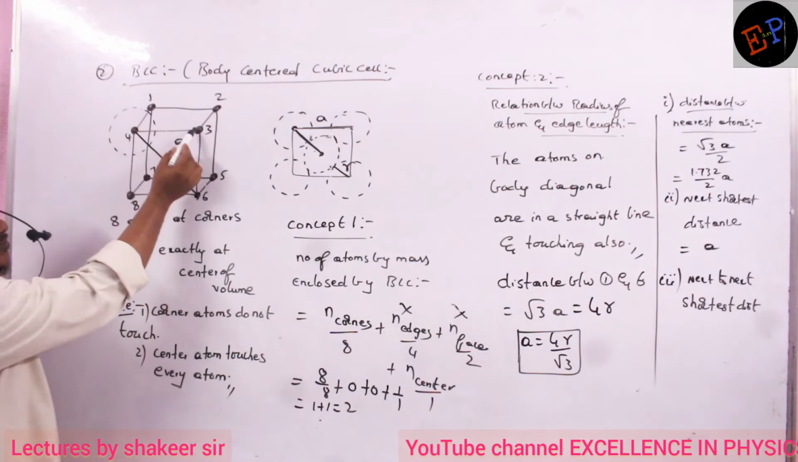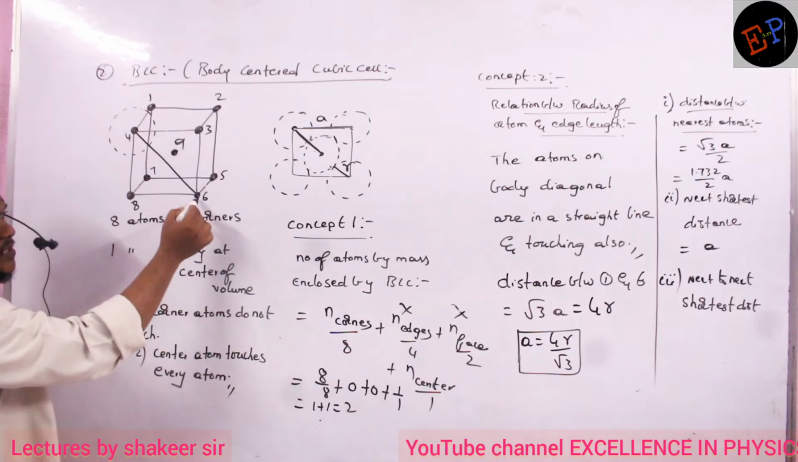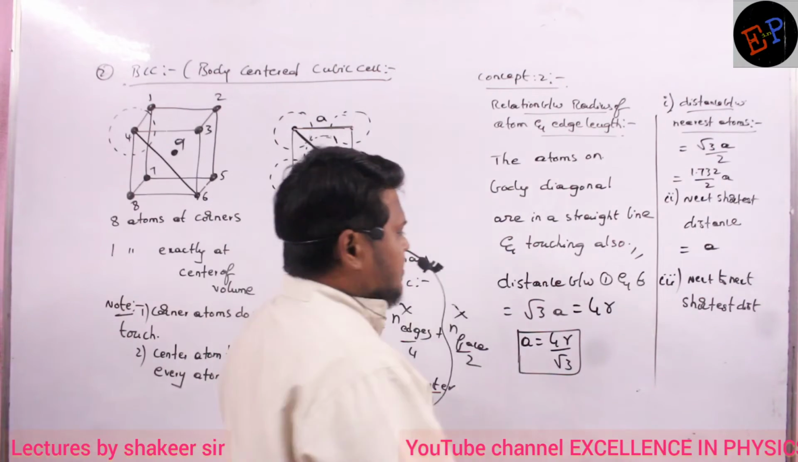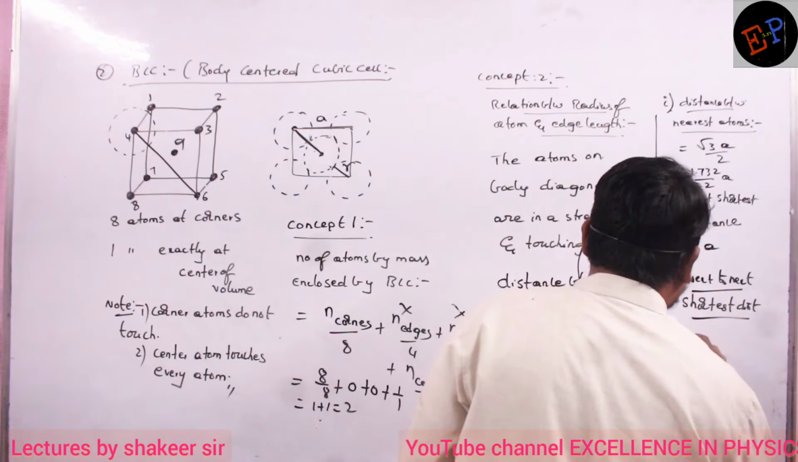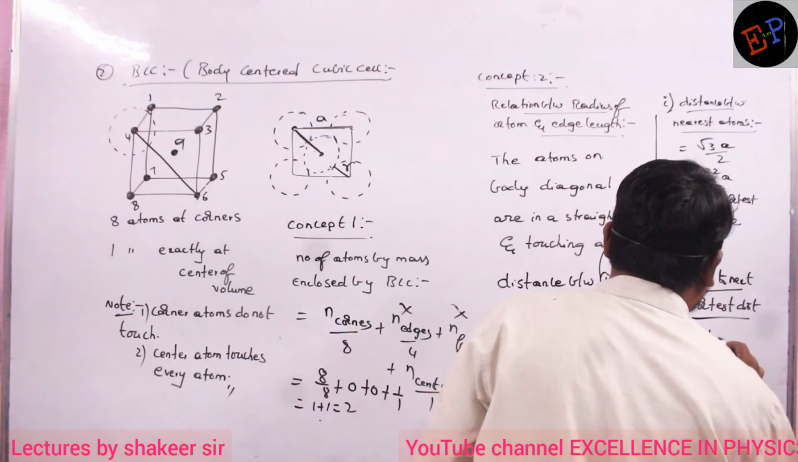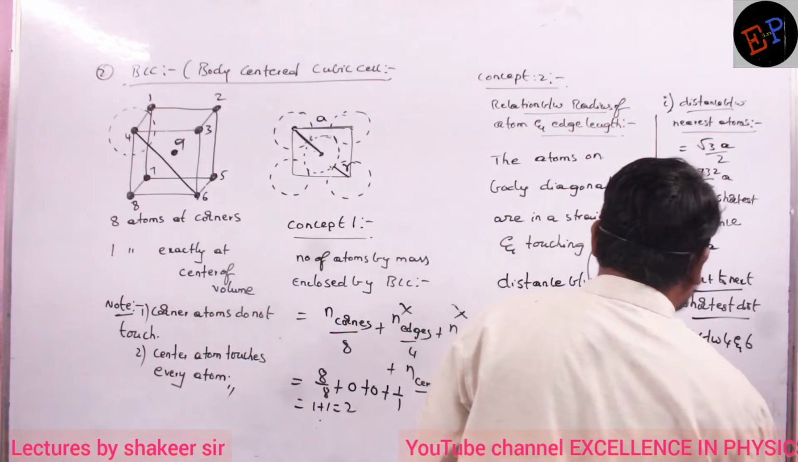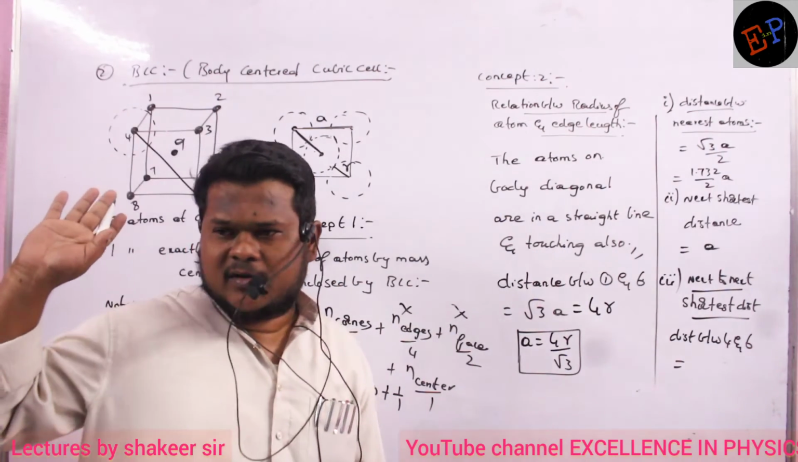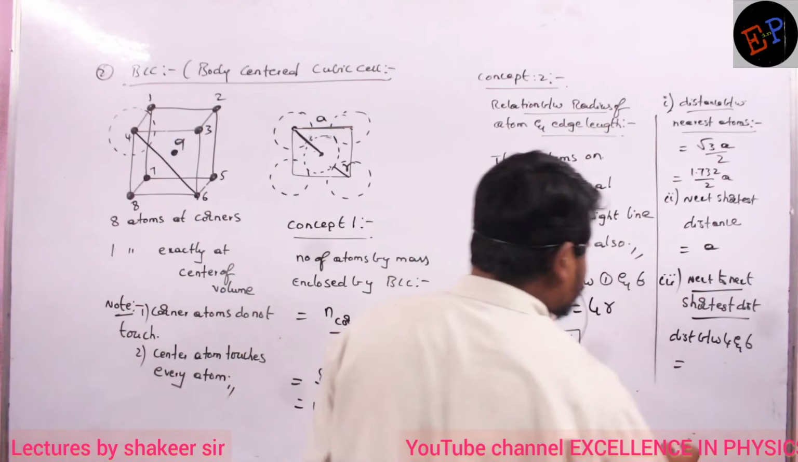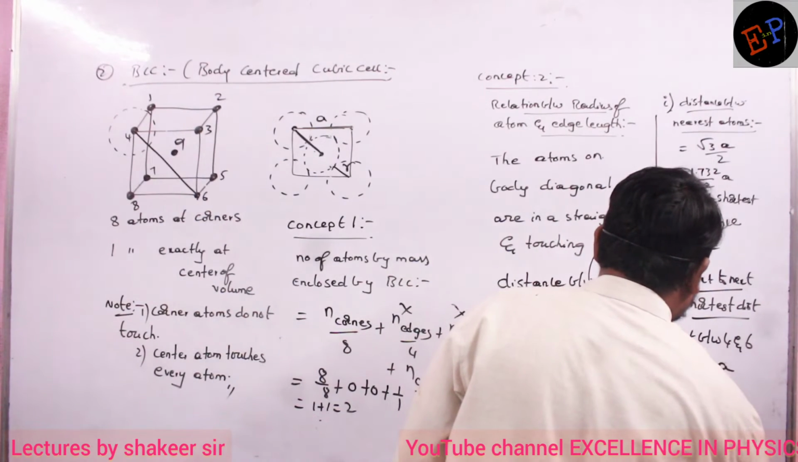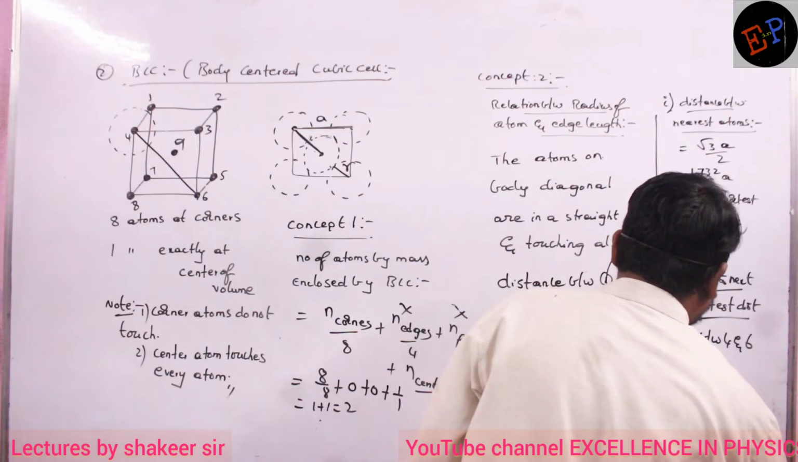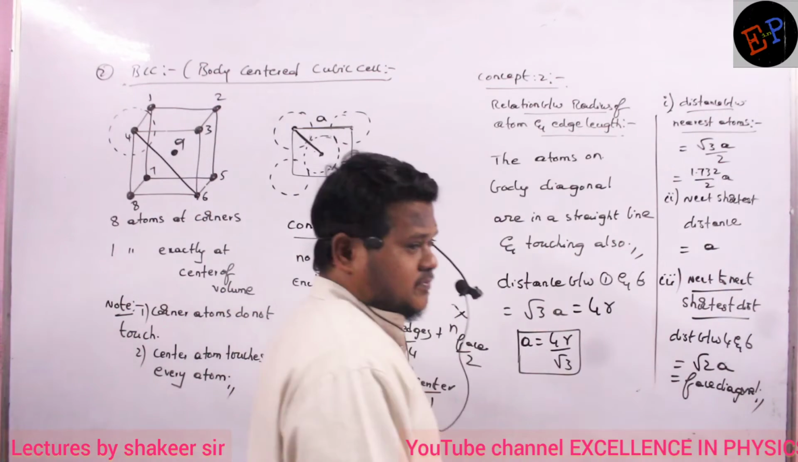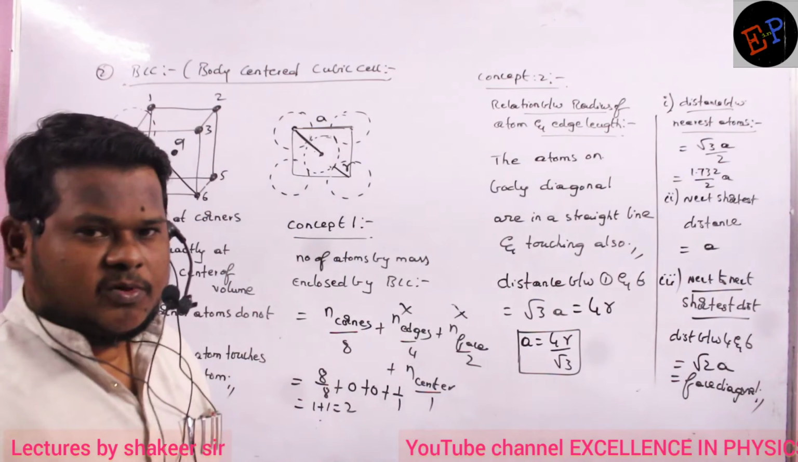This distance I have already taken, no? So this will be the next one: distance between 4 and 6. And how much will it be? Root 2a. That is the face diagonal, no? The length of the face diagonal is how much? Root 2 into a. This is the face diagonal. Okay? So this is how you can calculate the values. Are you able to understand?